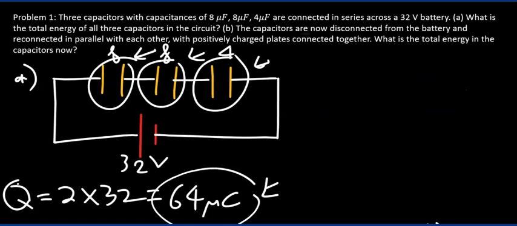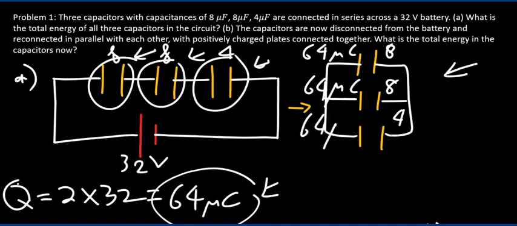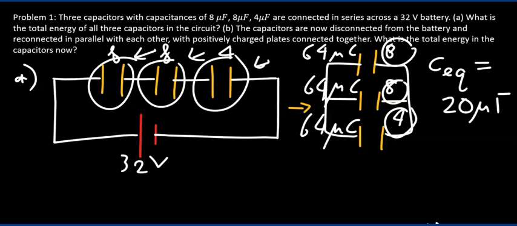Part B, the capacitors are now disconnected from the battery and reconnected in parallel with each other with positively charged plates connected together. Now what is the total energy of the capacitors now? Note they're connected like this, and each of them now has a charge of 64 microcoulomb, as we have calculated from part A. C equivalent for this parallel combination is just 8 plus 8 plus 4, which is 20 microfarad.